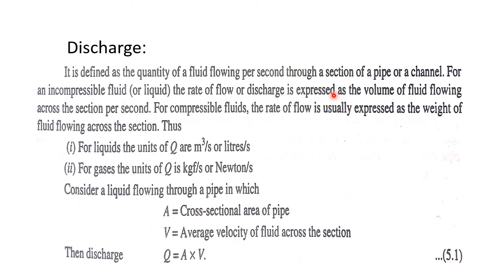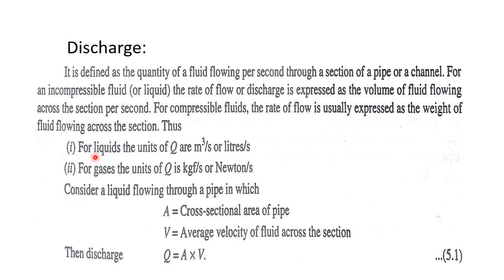So the rate of flow is expressed as the volume of fluid flowing across the section per second. This is for liquids, whereas for compressible fluids the rate of flow is usually expressed as the weight of fluid flowing across the section. This discharge is denoted by the symbol Q. See here, for liquids the units of discharge are meter cube per second, or it may also be expressed in liters per second, because for incompressible fluids discharge is expressed as the volume of fluid flowing across the section per second. Meter cube is a volume, and liter is also measured in volume.